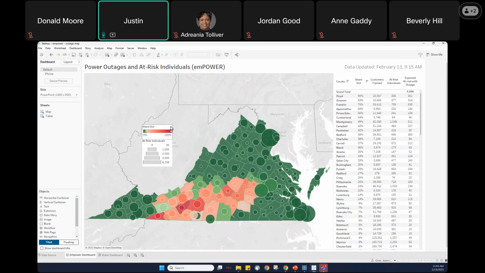The map, we have counties here, and we also have these circles, which are sized by the number of at-risk individuals in the counties, and then both of those are colored by the share out. So you can see here, Floyd, matching the table, has a large share of folks out. We have about 336 individuals, and we would expect about 301 of them to be without power.